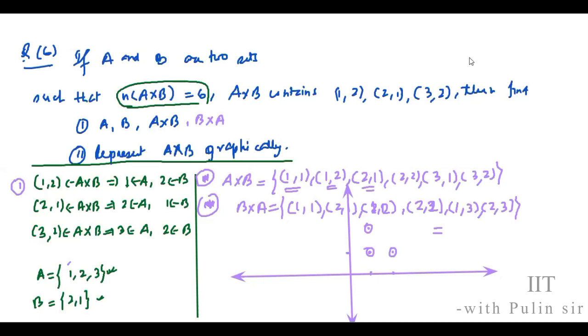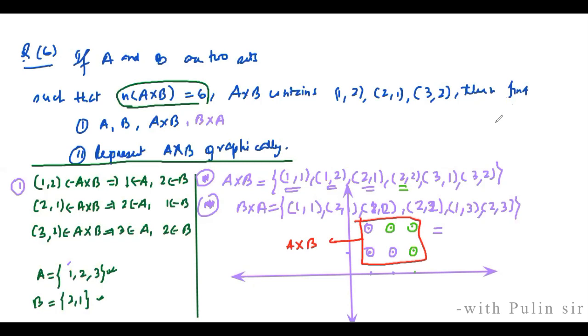Here let me plot it completely so that I can see. 2 comma 2 will be here, and then 3 comma 1 will be here, and then 3 comma 2 will be here. So this is the graphical representation of A cross B. And now if you need to do B cross A, in the same graph, the points would overlap there, so you should not do that. This is the way we do the graphical representation.